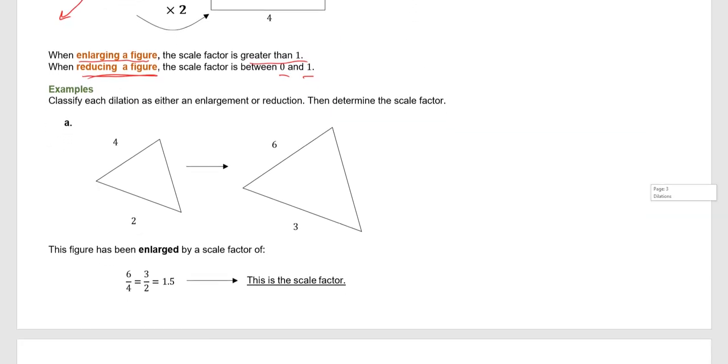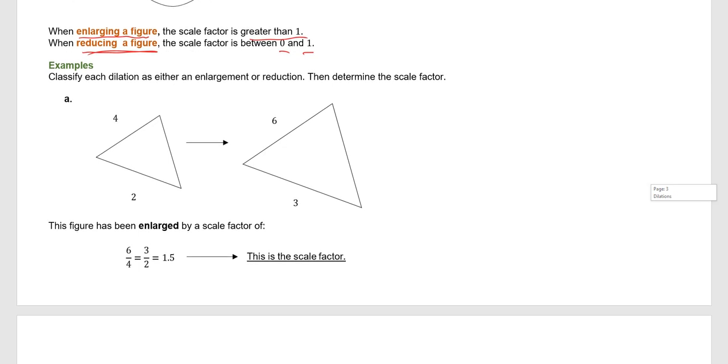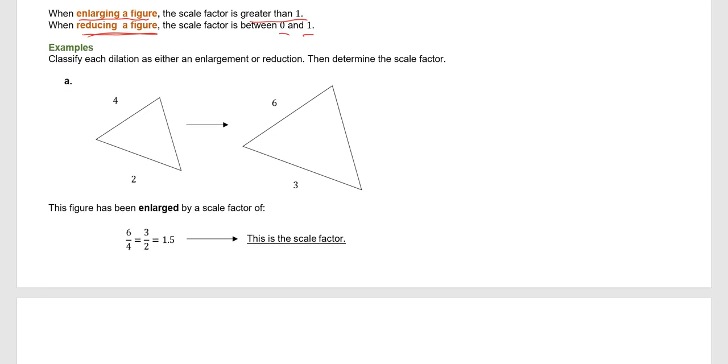Let's look at further examples of dilation. Classify each dilation as either an enlargement or reduction. Then determine the scale factor. So we have this triangle. One side is 4, the other side is 2. And then we have this triangle. One side is 6, the other is 3. So we can take the ratio of any of the two similar sides, right?